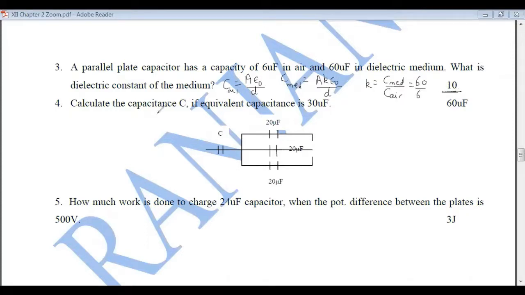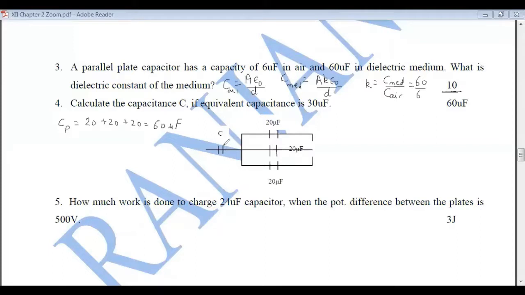Next: calculate the capacitance if the equivalent capacitance is 30 microfarad. Now the equivalent capacitance of this combination is 30 microfarad. Here in the figure you can see that these 20 microfarad capacitors are connected in parallel. And whenever they are connected in parallel, the equivalent capacitance is C1 plus C2 plus C3. So it is equal to 20 plus 20 plus 20, that is 60 microfarad.